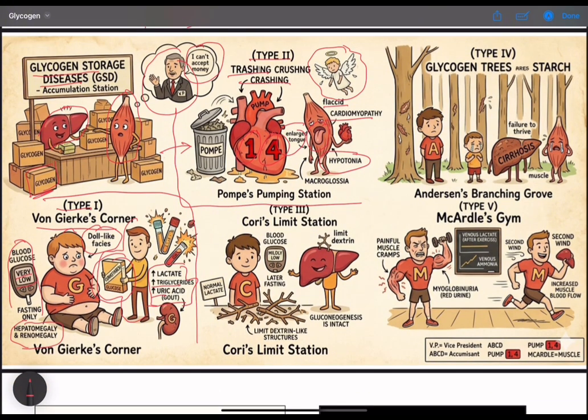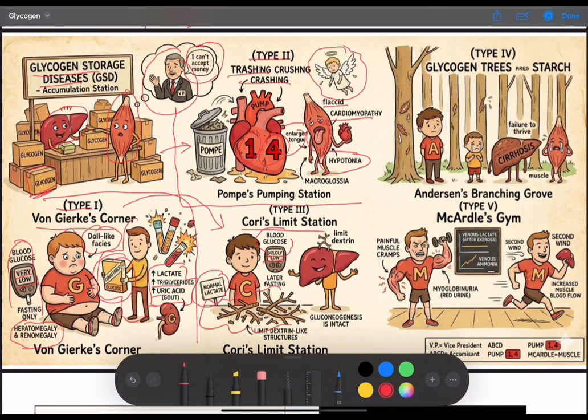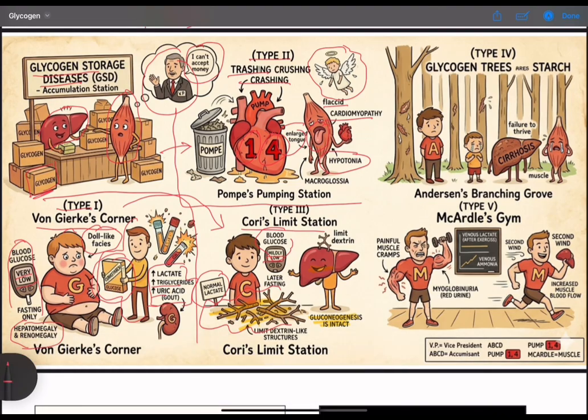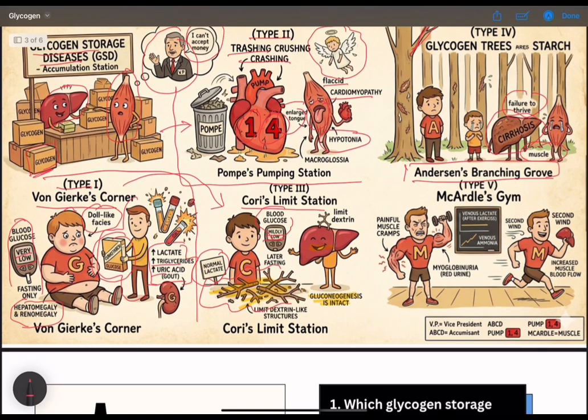Then we have Cori's limit station. If you look at our hair, normal lactate to differentiate between von Gierke's, mildly low blood glucose for differentiation, and these structures for limit dextrins, and the liver is happy because gluconeogenesis is intact. Then we have type 4 or Andersen's branching disease. The tree shows the branching. If you look at the liver, this patient has cirrhosis, and the muscles are crying because muscles are involved due to the inflammatory response. And at last, the McArdle's gene for this muscular man, McArdle man, having painful muscular cramps. The patient is making faces for painful muscular cramps.